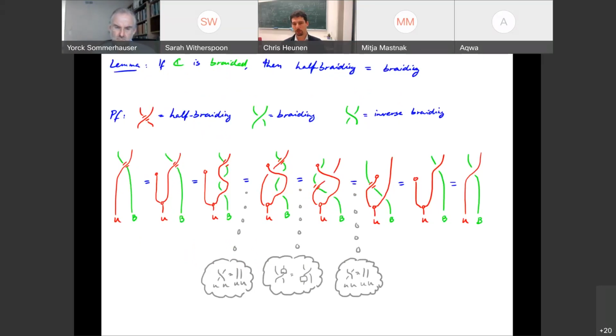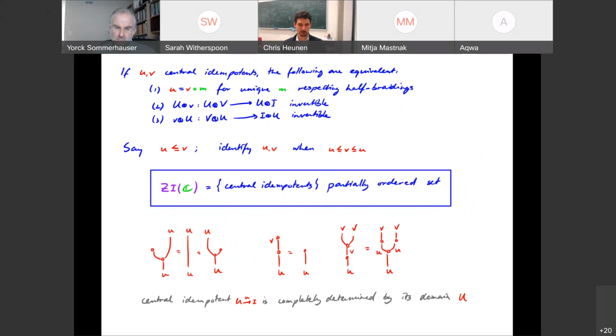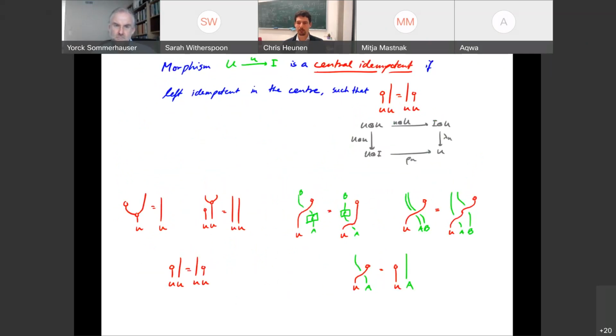So if you're in a braided monoidal category and you look at the central idempotence, you might as well just look at idempotence in the sense of, if we go back to the definition, you really only need to ask this red condition in the top right, and that thing is invertible. So you can forget about all the stuff involving the green wires here.